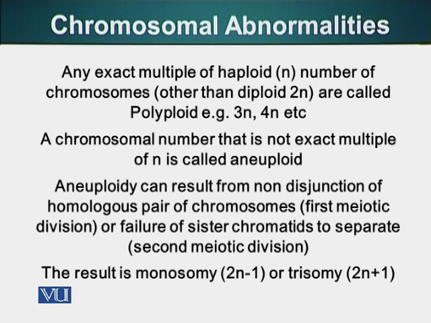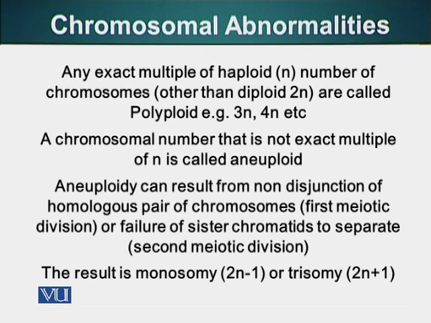2N is the number of chromosomes in our autosomal cells, or normal, non-reproductive cells. Polyploid organisms, or polyploidy, basically refers to the complete addition of an extra set of chromosomes. So if an organism has 3 times the N, it will be called 3N, or 4 times the N, it will be 4N. That is polyploidy. A chromosomal number that is not an exact multiple of n is called aneuploid.